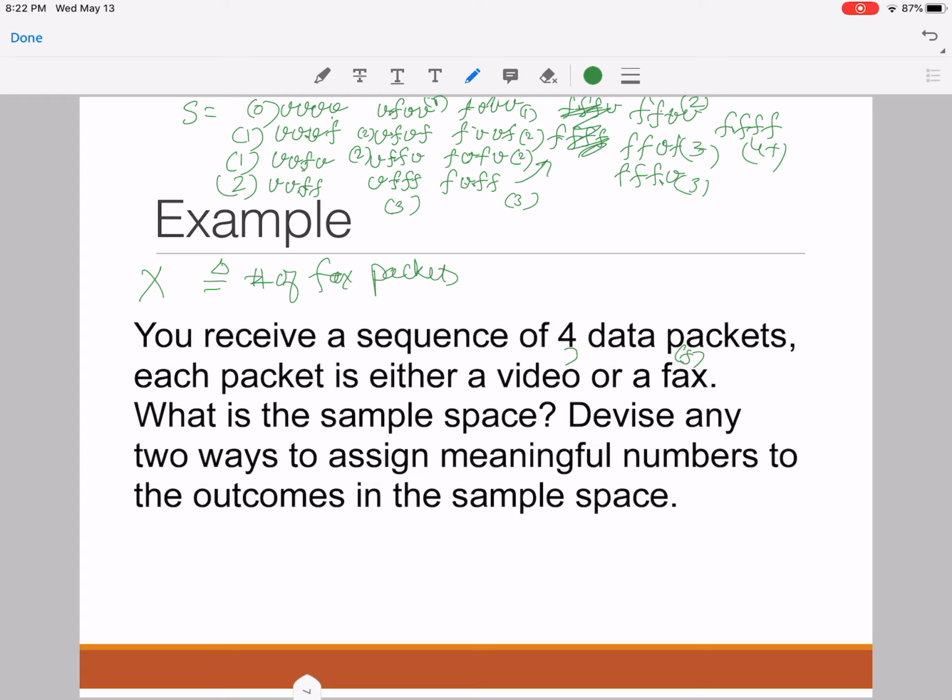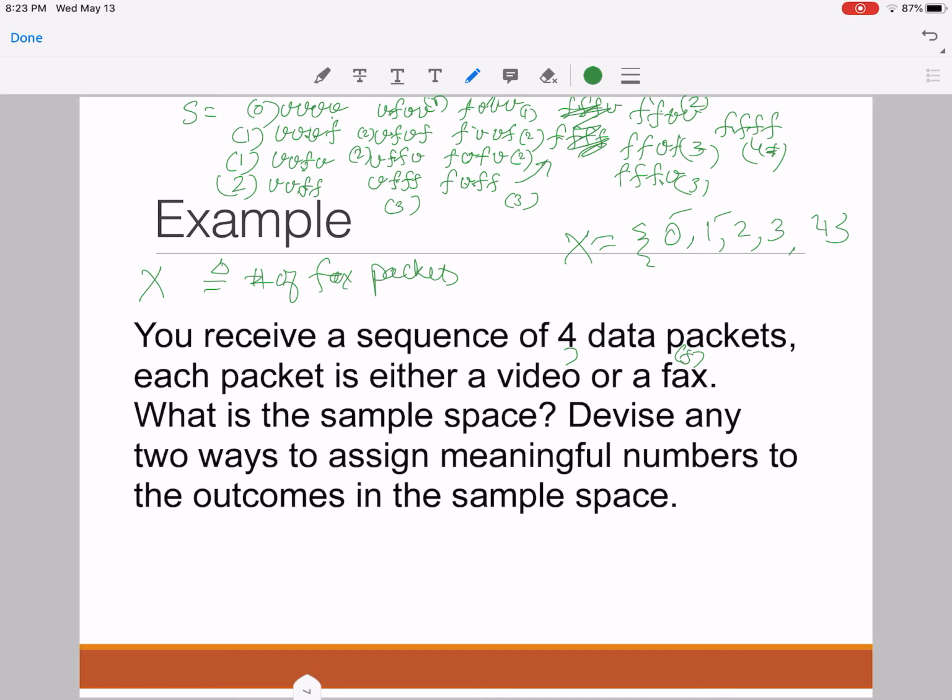Now using this value of the random variable, the random variable in this case can take on these values 0, 1, 2, 3, 4, where 0 denotes 0 fax packets, 1 denotes 1 fax packet, and so on, and 4 denotes 4 fax packets.